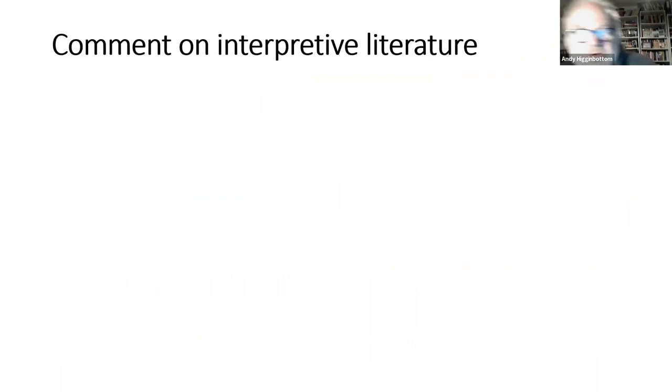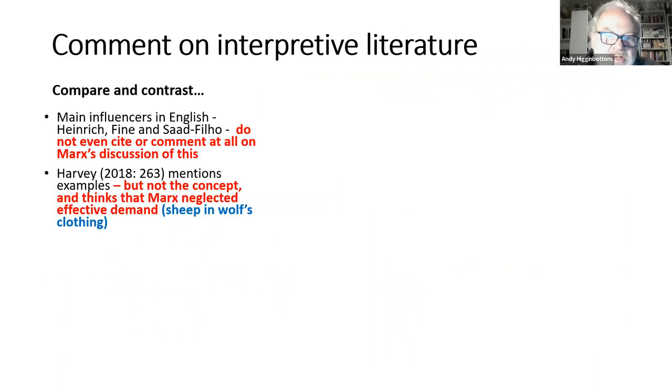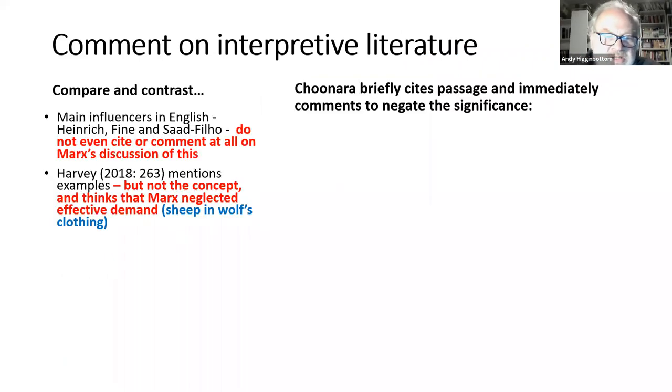Right, a comment on the interpretive literature. I haven't done this a lot, but I'm interested in what the various influential guides to reading Capital have to say about this. And two of the major ones don't say anything at all about it. That's Heinrich and Fine and Saad-Filho's books. David Harvey does mention the examples, but he doesn't write at all about the concept of forcible reduction of wages.